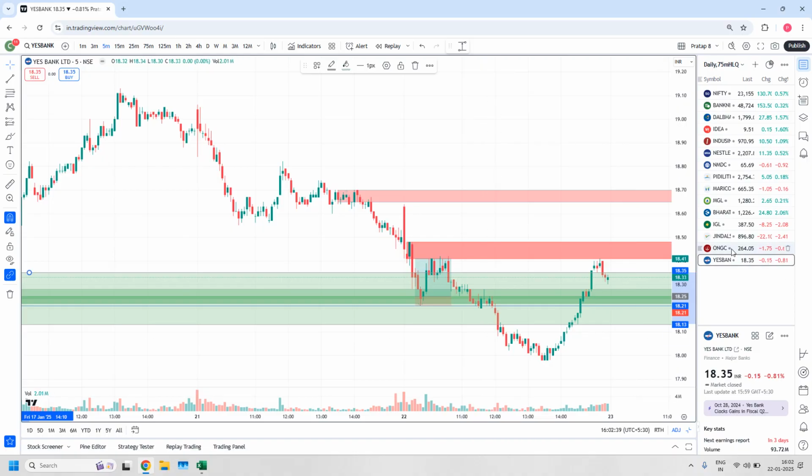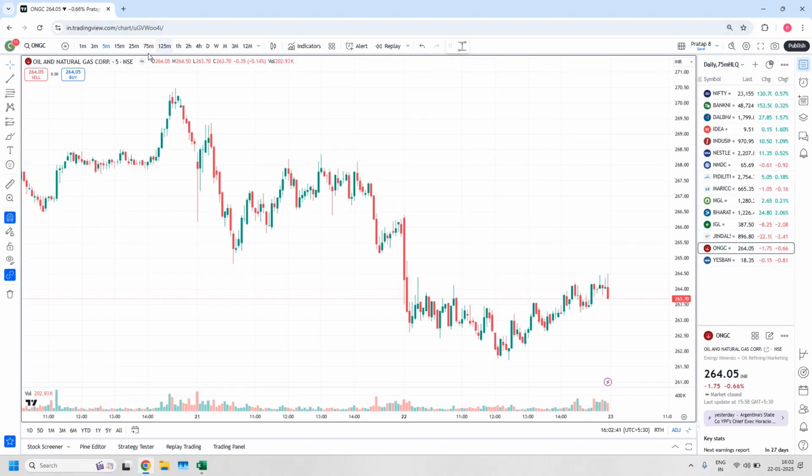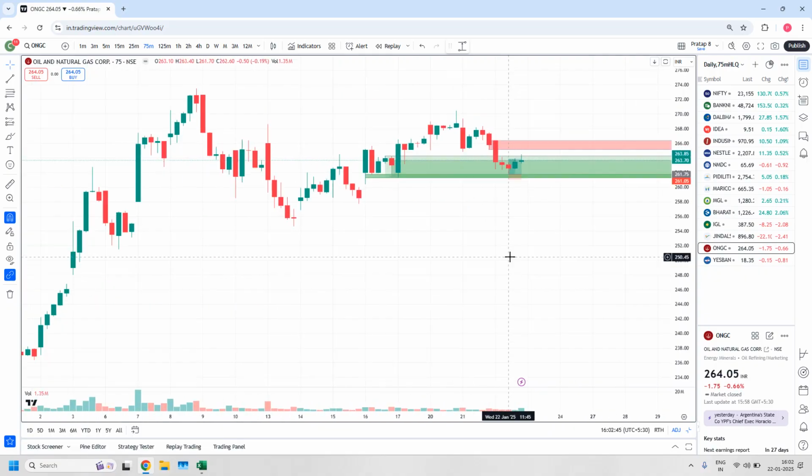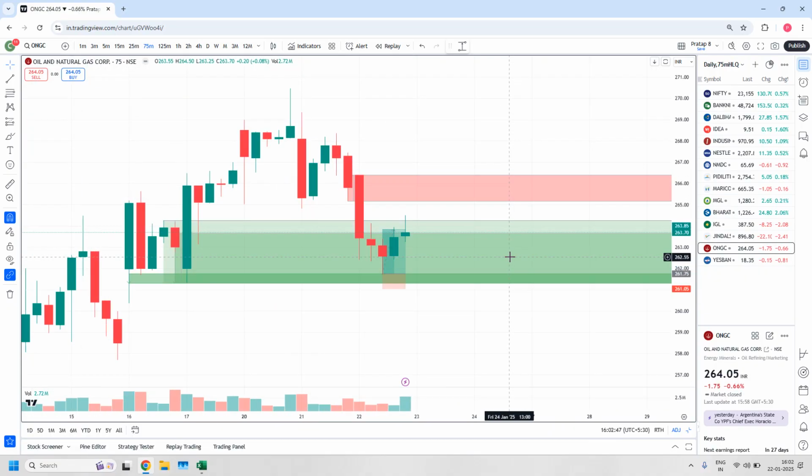Okay, next one is ONGC. ONGC is also a 75 minutes high liquidity zone. And this is a rally, 2 base candles and a rally. This is what was identified by our software. And this one we fine-tuned with the 15 minutes time frame.